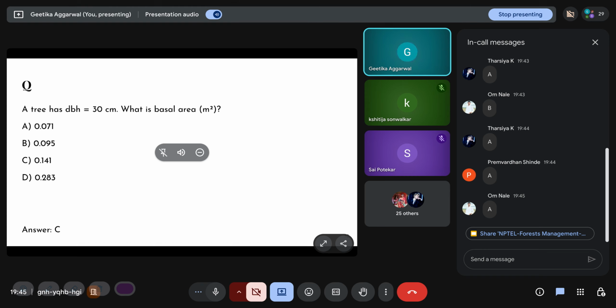One second. So in meter square, it should be 0.3. If we have DBH 30 centimeters, it will be 0.3 meters. And we have pi into 0.3 into 0.3 by 4, which is equal to pi into 0.09 by 4, which comes out to be 0.071. Right? Everybody is getting 0.071, or is it just me?